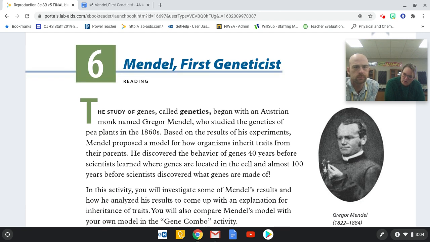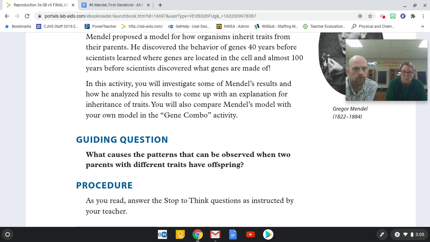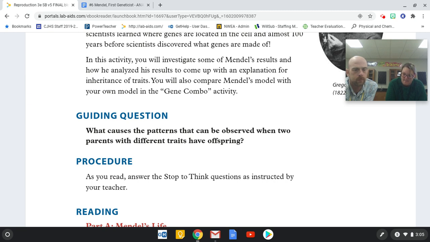The study of genes, called genetics, began with an Austrian monk named Gregor Mendel, who studied the genetics of pea plants in the 1860s. Based on the results of his experiments, Mendel proposed a model for how organisms inherit traits from their parents. He discovered the behavior of genes 40 years before scientists learned where genes are located in the cell, and almost 100 years before scientists discovered what genes are made of. In this activity, you will investigate some of Mendel's results and how he analyzed his results to come up with an explanation for the inheritance of traits. You will also compare Mendel's model with your own model in the Gene Combo activity.